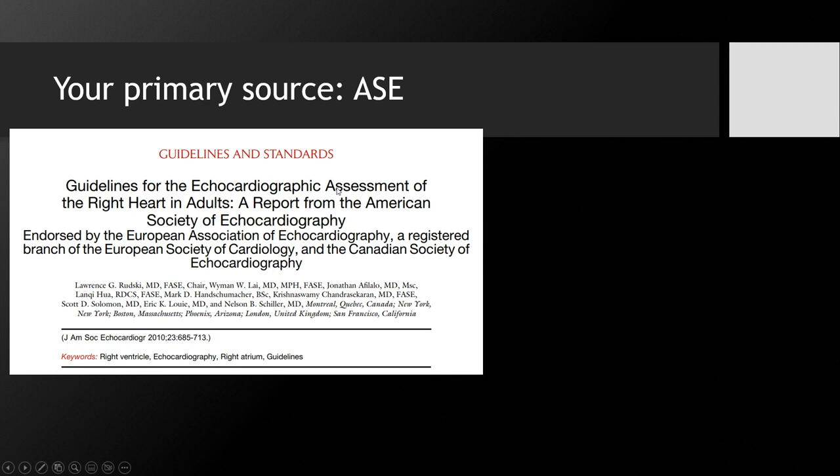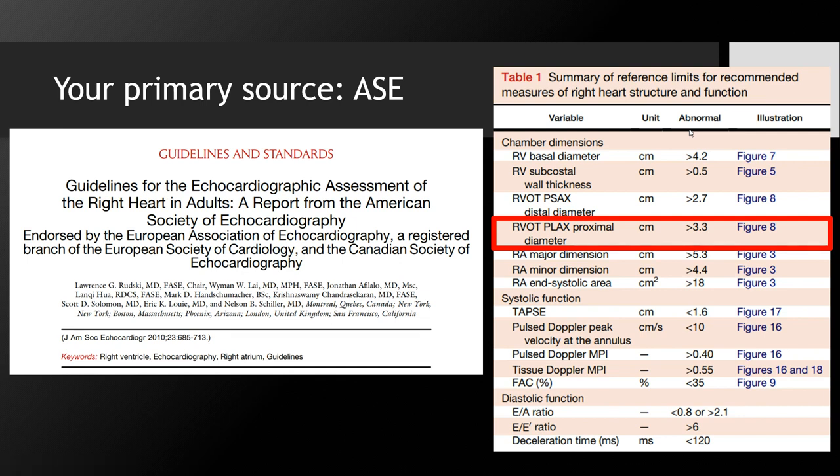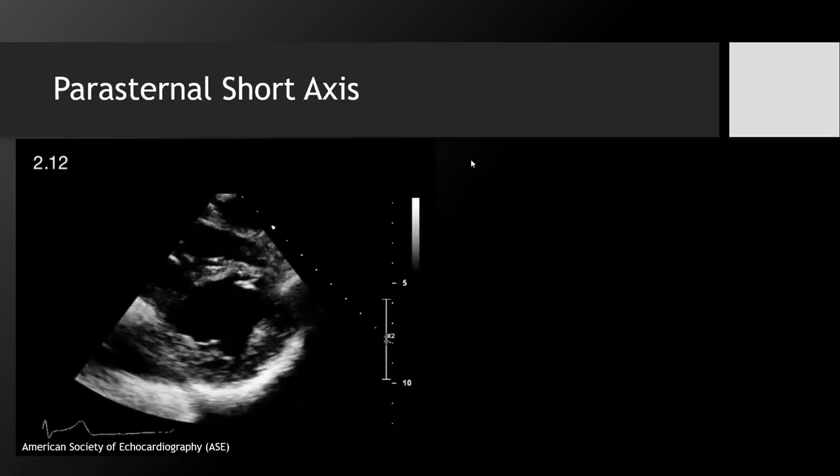And so if you look for their guideline on assessment of the right heart in adults, which hasn't been updated since 2010, you'll see this table, which gives you all the dimensions for all the different things you can measure. And you'll see RVOT, parasternal long axis, proximal diameter, greater than 3.3 centimeters, abnormal. And for any numbers that come up here, if you ever want to double check them, or if you ever forget them, or you want to know the source, it's from the American Society of Echo. Now that's all I have to say about the parasternal long axis.